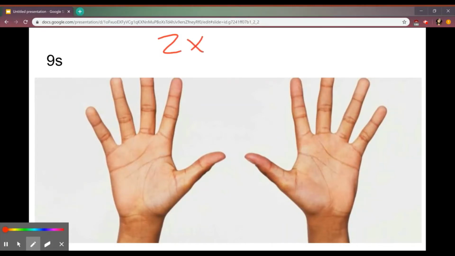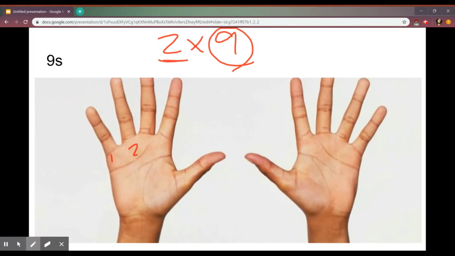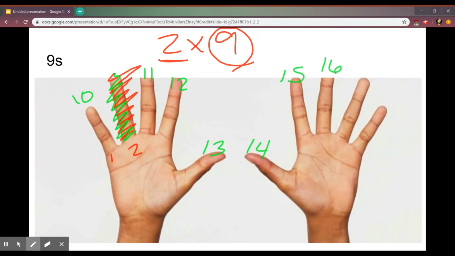Say we had 2 times 9. Seeing the 9 lets me know that it's a 9 trick, so I stick my hands out like this, and I'm going to count over 2. 1, 2, bend that one. Anything to the left, I count by 10s, so now I have 10. When I hit the finger that's bent, I stop counting by 10s and just add 1 on, so I have 11, 12, 13, 14, 15, 16, 17, 18. 2 times 9 equals 18.